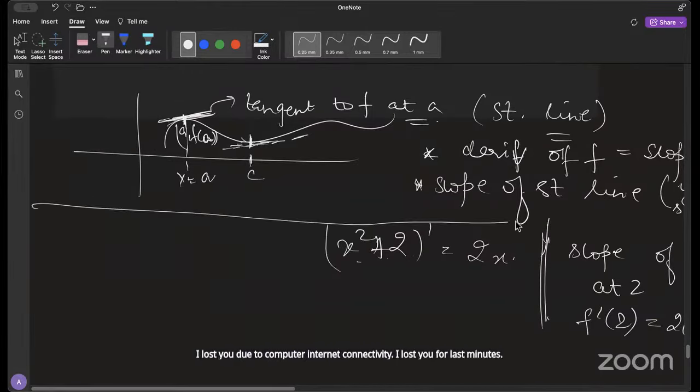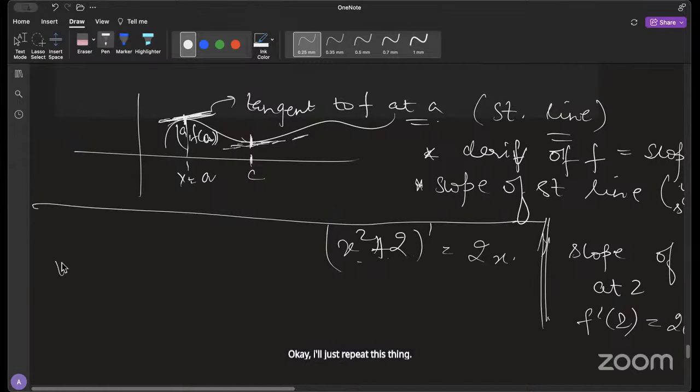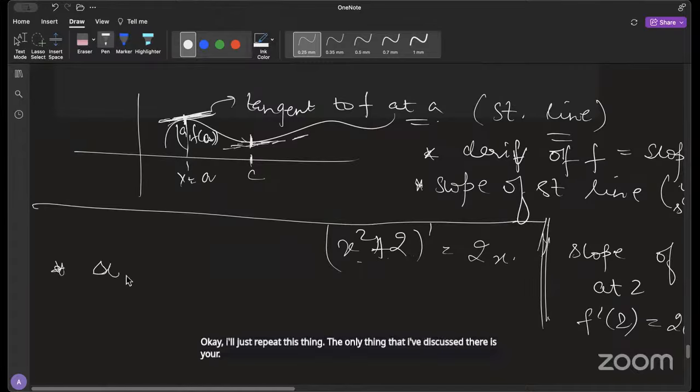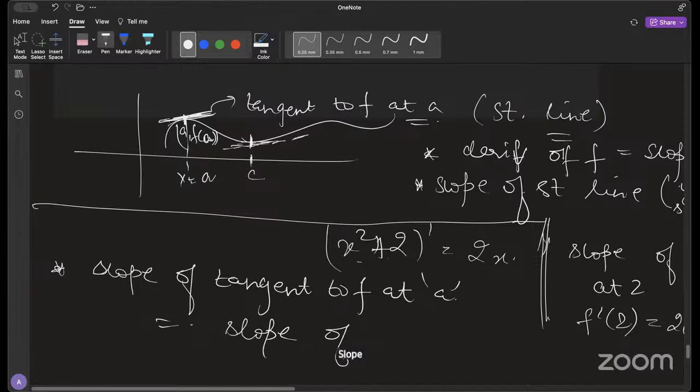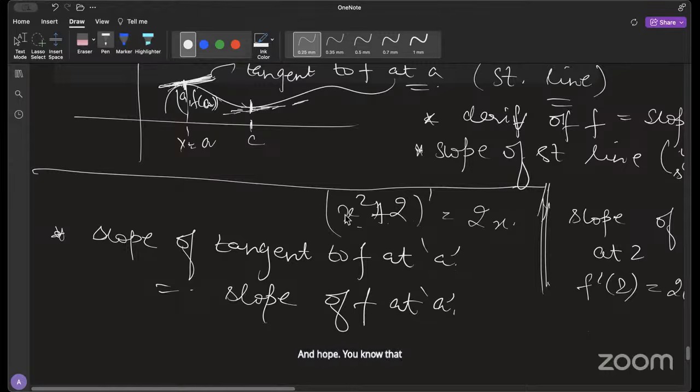I'll just repeat this thing. The only thing that I've discussed here is that the slope of the tangent to f at point A is the same as the slope of f at A. So that means the slope of this tangent line is the same as the slope of this curve at point A. For this curve, the slope keeps varying, but for the straight line, the slope is constant. I hope you know that the slope of a straight line is a constant number.